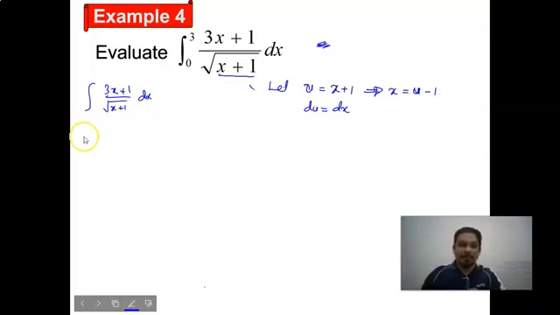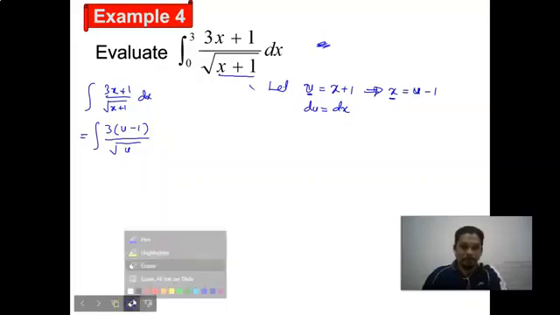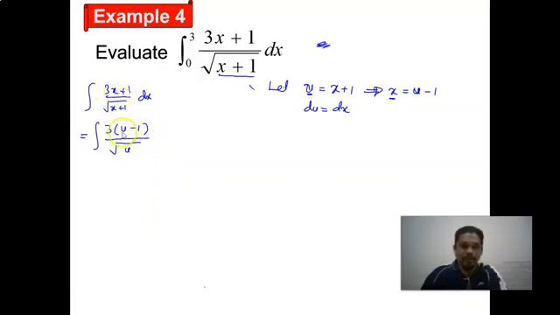So we substitute here 3x, where x equal to u minus 1. So 3 times u minus 1, divided by square root of x plus 1, where x plus 1 equal to u, and dx equal to du. Do you find any x left here? I'm sorry, I left something. 3x, where x equal to u minus 1, and don't forget we have x plus 1 here. Sorry, I left it. So that du.